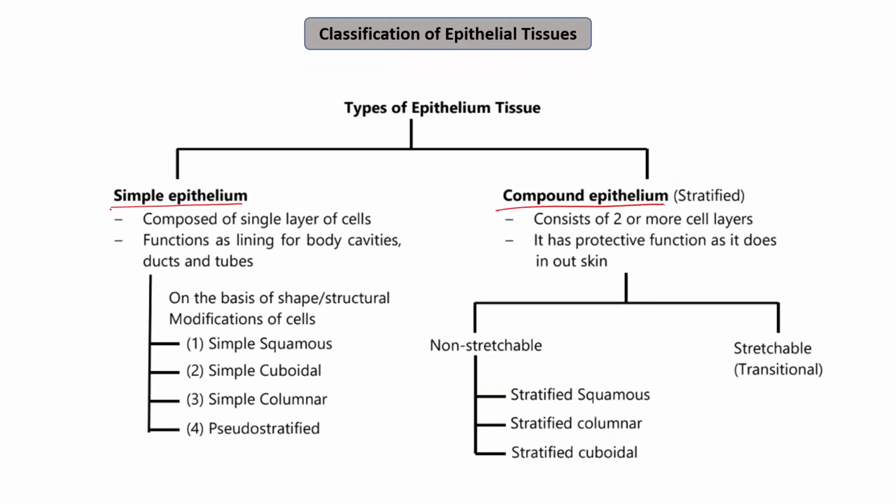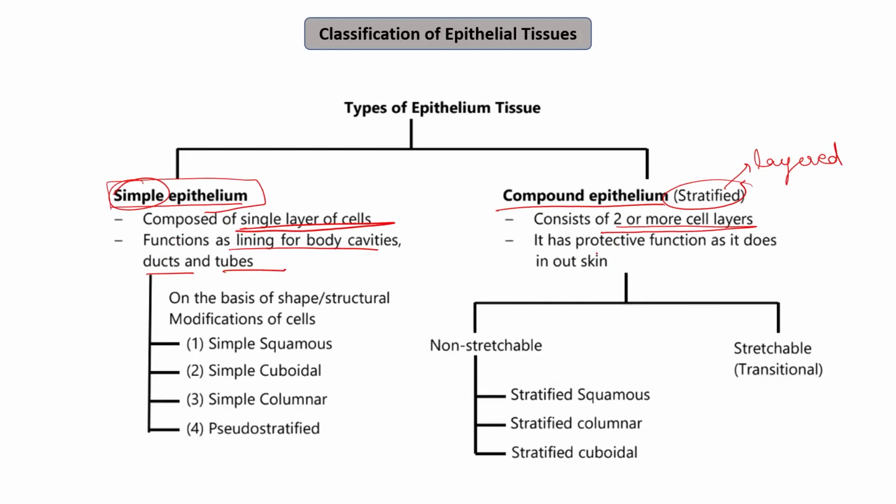So simple epithelium, as the name suggests, simple means it is easy and it is just composed of a single layer of cells. While compound epithelium is stratified. Stratified means layered. So compound epithelium is a layered epithelium. It consists of two or more cell layers. And what is the function of simple epithelium? It has the function of lining for body cavities, ducts, and tubes.